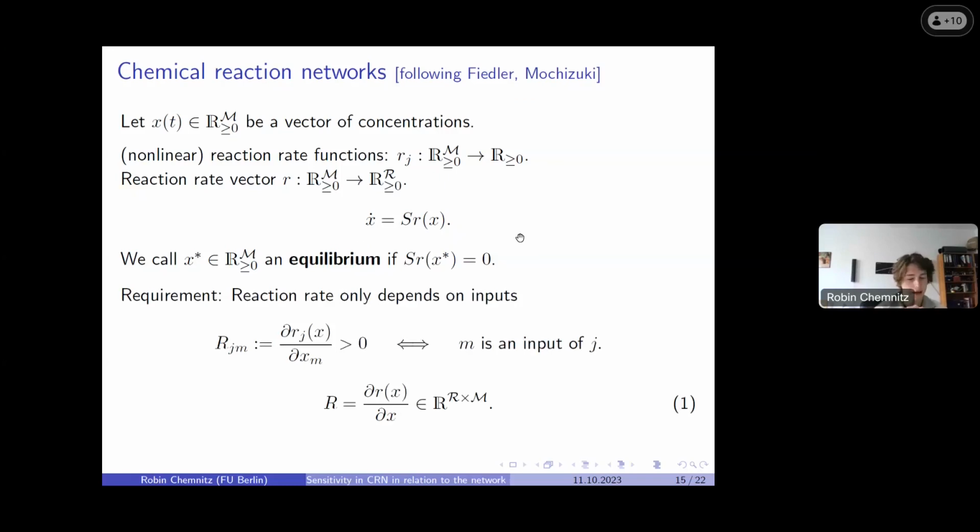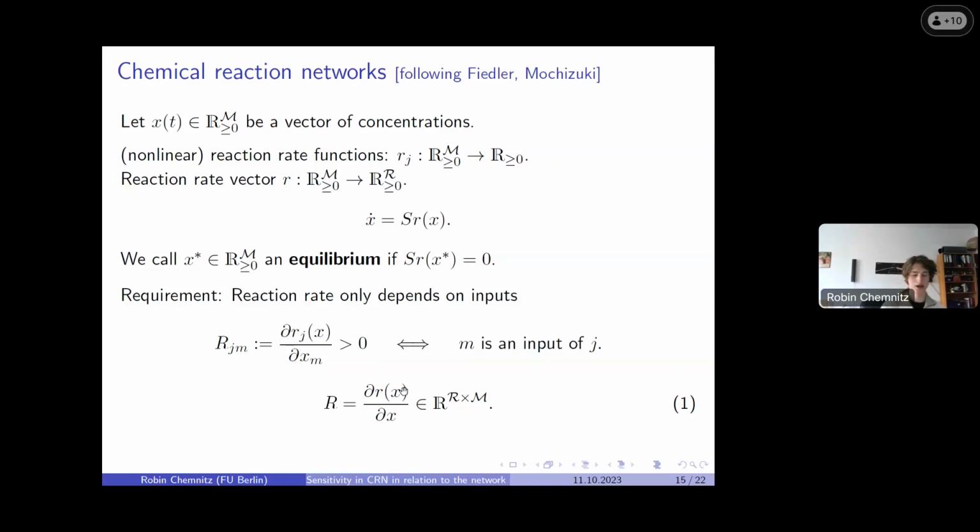One thing I would like to add about the reaction rates is that we can't just choose arbitrary reaction rates. We can't just choose arbitrary functions here. They should satisfy a certain condition, and that is that they only depend on their inputs. So I denote reactions by J and reactants by M. So the reaction rate of J should only depend on a metabolite M if M is an input of J.